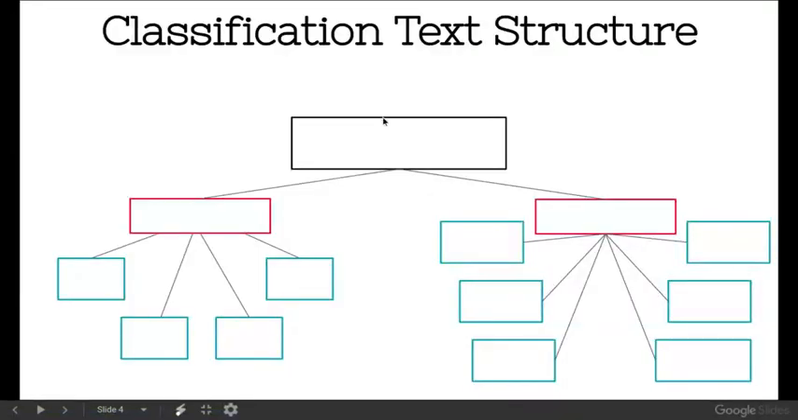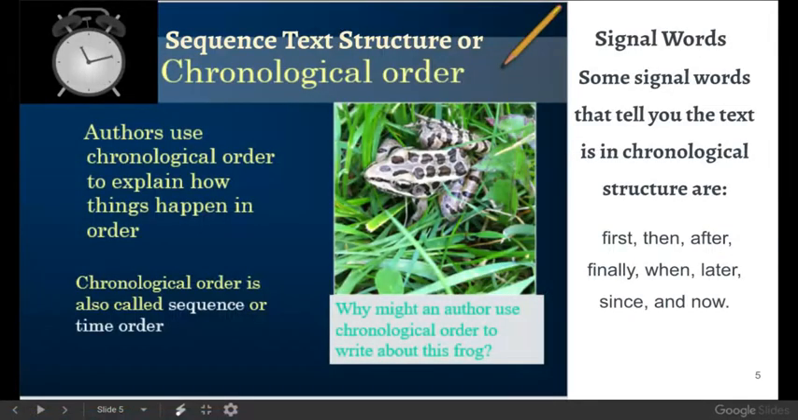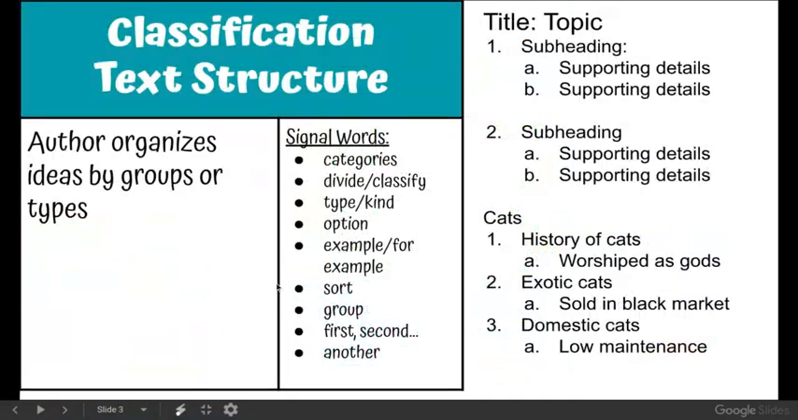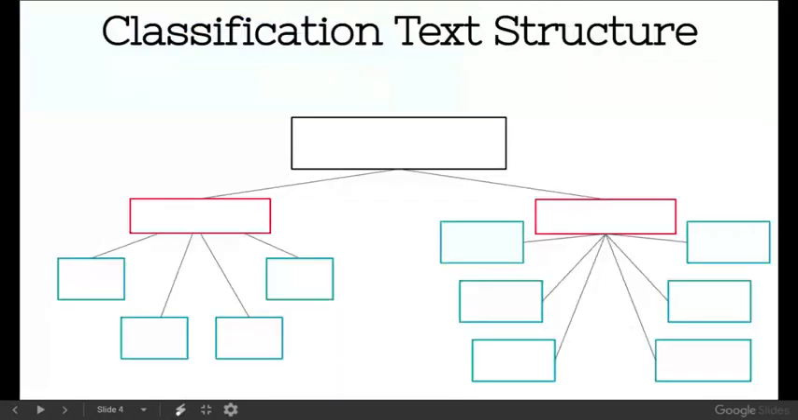This is a graph that a lot of authors use to organize their text structure. So for instance, this would be maybe the title or the main topic of the article, and then this might be subheading 1 with supporting details, subheading 2 with supporting details. I would like for you to write down classification, the definition, and then some signal words in your notes, in your L&B, on the next available page or in the notes section.